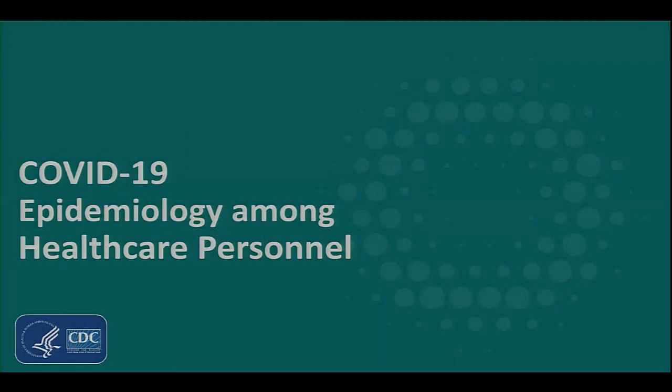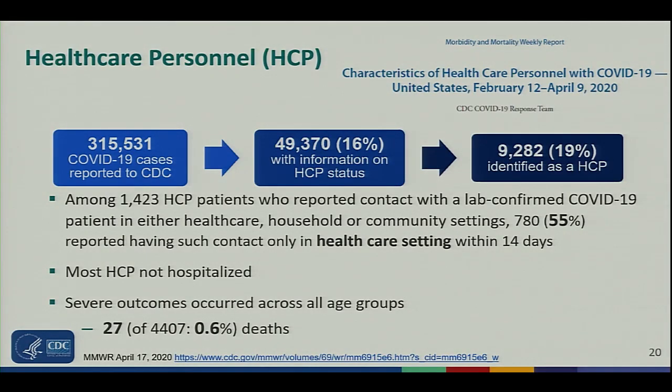Next, I'll show COVID-19 epidemiology among specific subgroups. So first, for healthcare personnel, an MMWR in April described the characteristics of healthcare personnel with COVID-19. Among the cases reported at that time, 9,200 were identified as a healthcare provider. Among 1,400 healthcare provider patients who reported contact with a lab-confirmed COVID-19 patient in either a healthcare, household, or community setting, 55% reported having such contact only in the healthcare setting in the last 14 days.